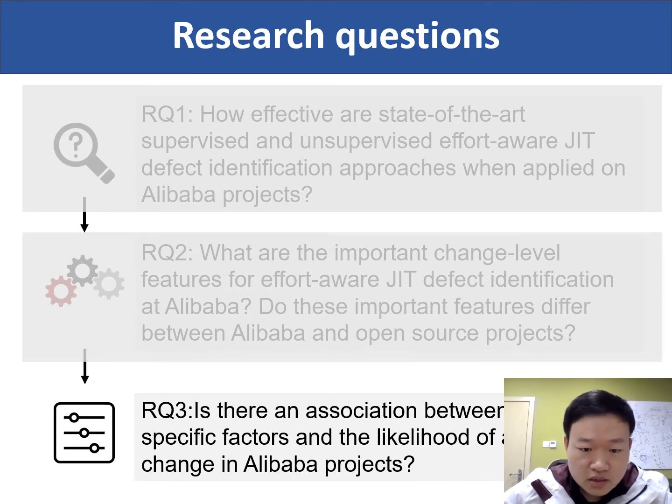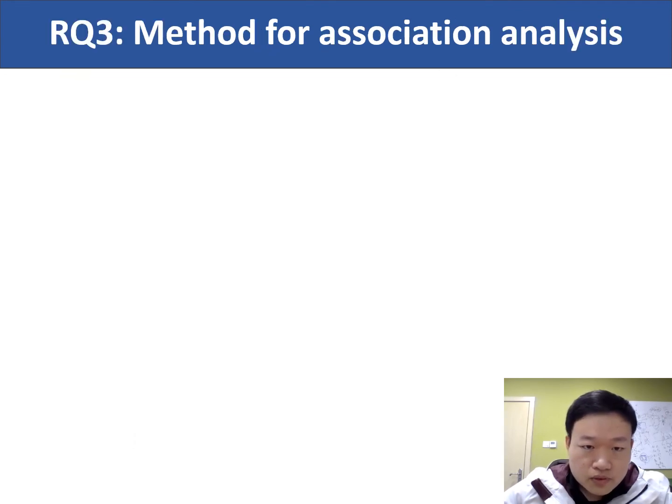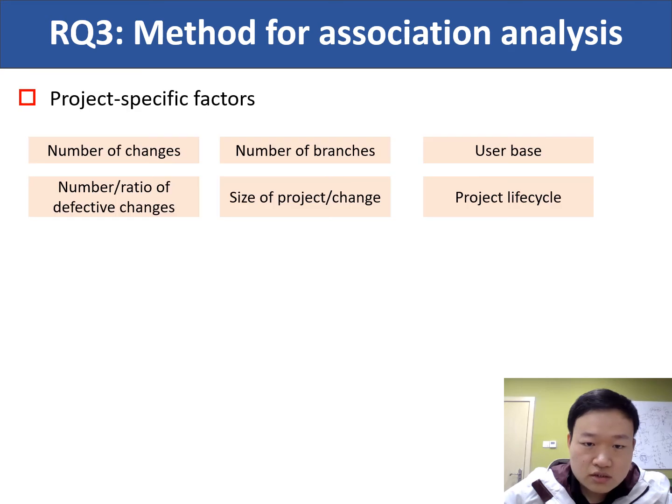Article 3 aims to investigate the association between project factors and defective changes. First, we collect different project-specific factors, such as size, user base, ratio of defective changes. Second, we use a mixed effect model to express the relationship between defective likelihood and change features, while accounting for the different project-specific factors with these two R packages.